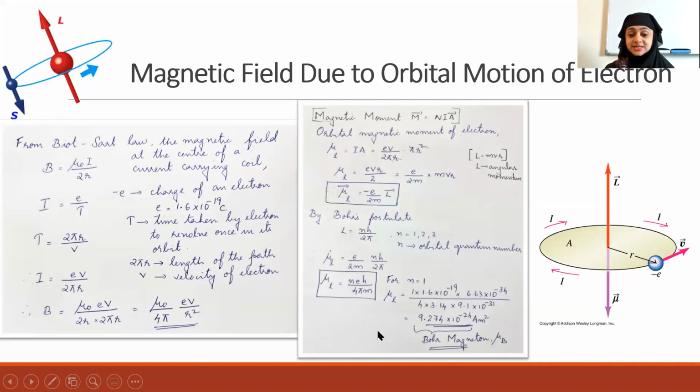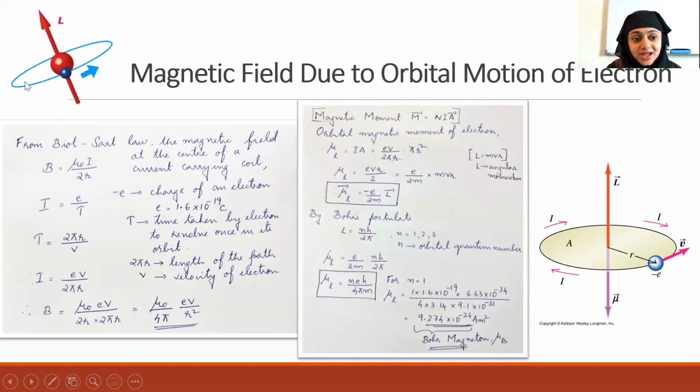Now how can we get the orbital magnetic moment for a higher orbit? For example, I want to find the orbital magnetic moment for the fourth orbit. So what should I do? You have to place the value of n equal to 4. Yeah, 4 into Bohr magneton. So 4 into this value. So we can get the orbital magnetic moment for any orbit using this value. Is this clear to you? Yes, teacher.